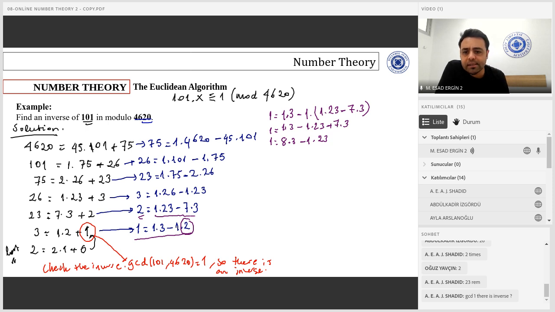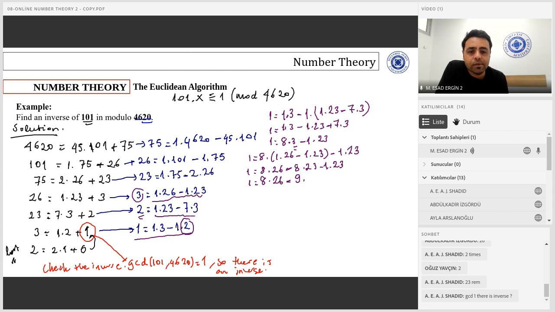So here the next one is 3, and I'm going to rewrite the 3 inside of here as that expression, which is 1 equals 8 times 1 times 26 and minus 1 times 23 and minus 1 times 23. And here is 8 times 26 minus 8 times 23 and minus 1 times 23. And now it is 8 times 26 and minus 9 times 23.